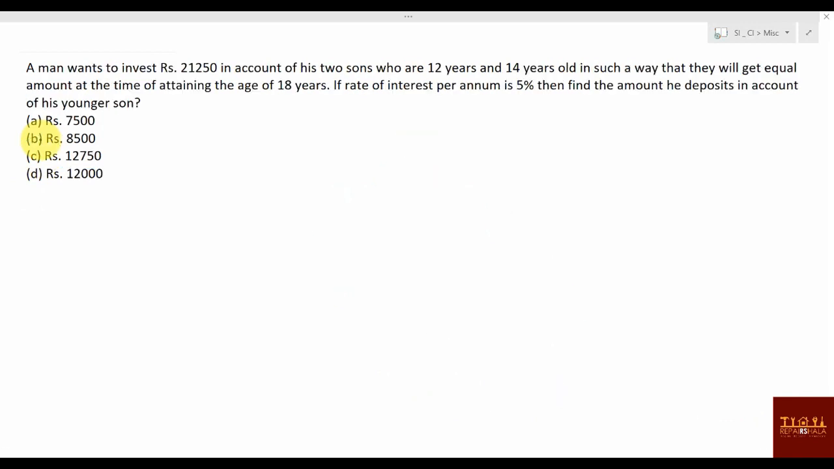Next. A man wants to invest 21250 in the account of his two sons who are 12 and 14 years old, in such a way that they will get an equal amount at the time of attaining 18 years. Okay. So 21250. The first one's age is 12 years and the second one's age is 14 years. Now, if the rate of interest is 5%, the amount he deposited in the account of his younger son. Okay. Now, equal amount.